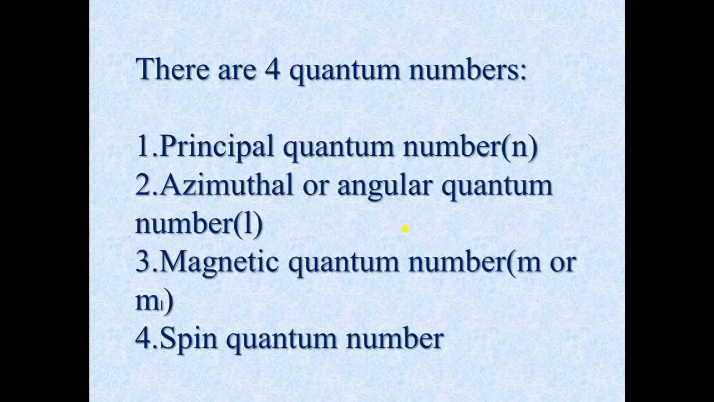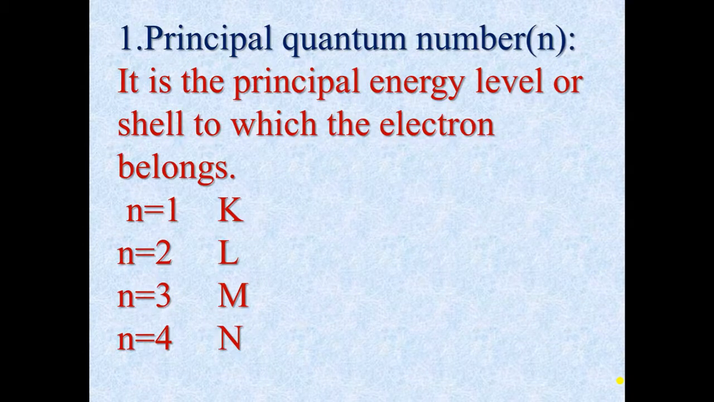So now these are the 4 quantum numbers. First is principal quantum number. Second one is azimuthal or angular quantum number. Third one is magnetic quantum number. And fourth one is spin quantum number. So we will study principal quantum number first.